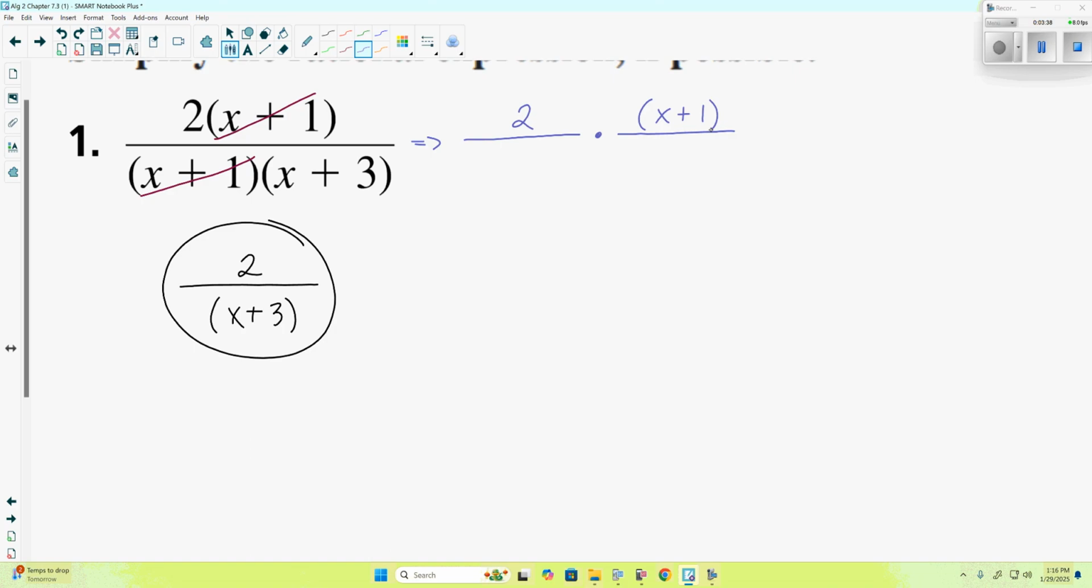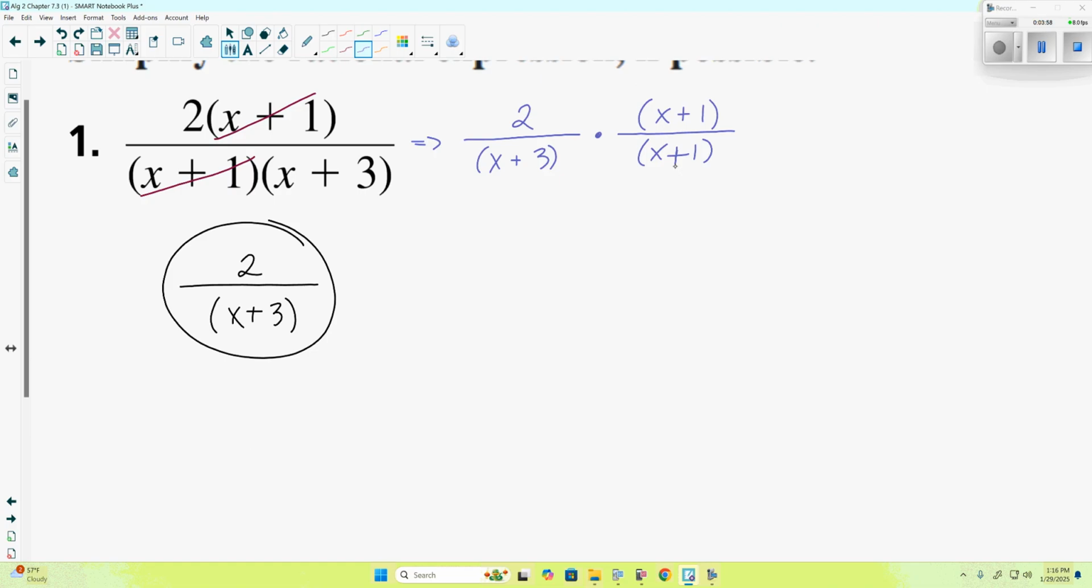So 2 times the quantity x plus 1 is the same as having 2 on top of one numerator, x plus 1 on the other. Do we agree with that? On the bottom, we can do the same thing with the x plus 3 and x plus 1.